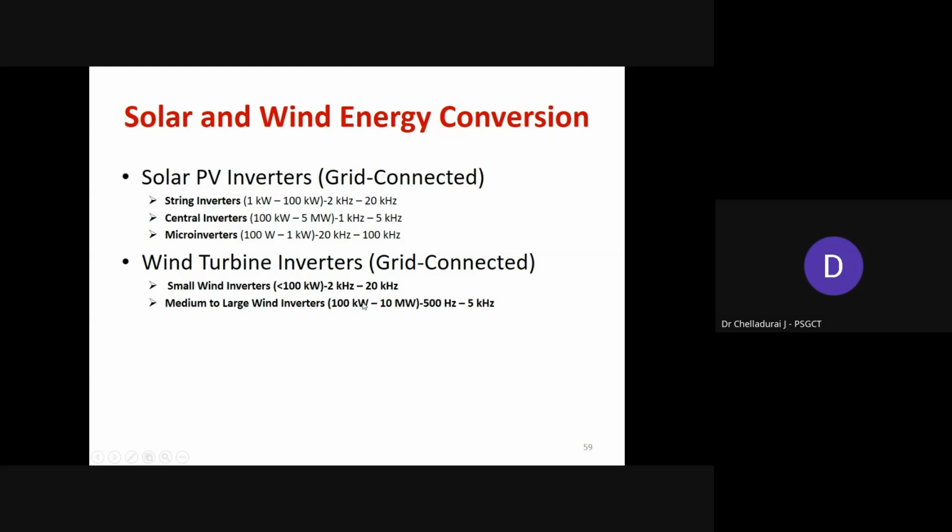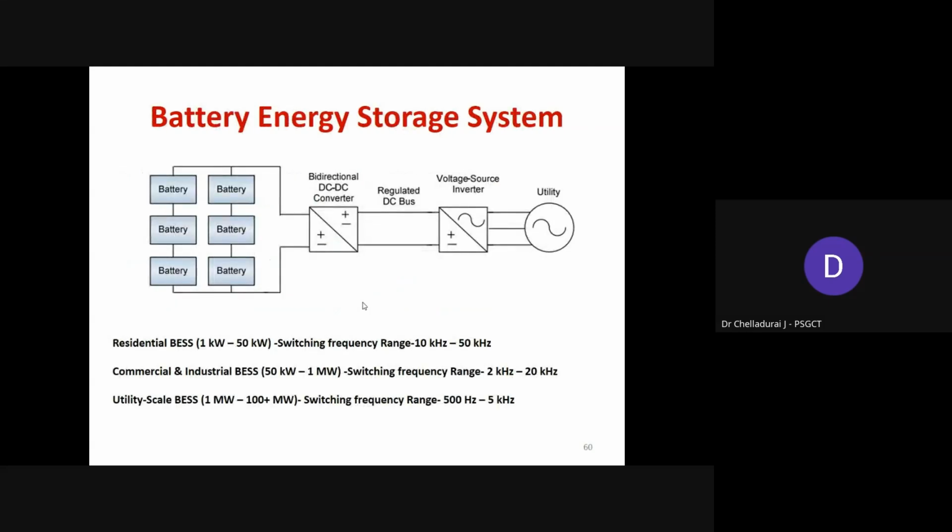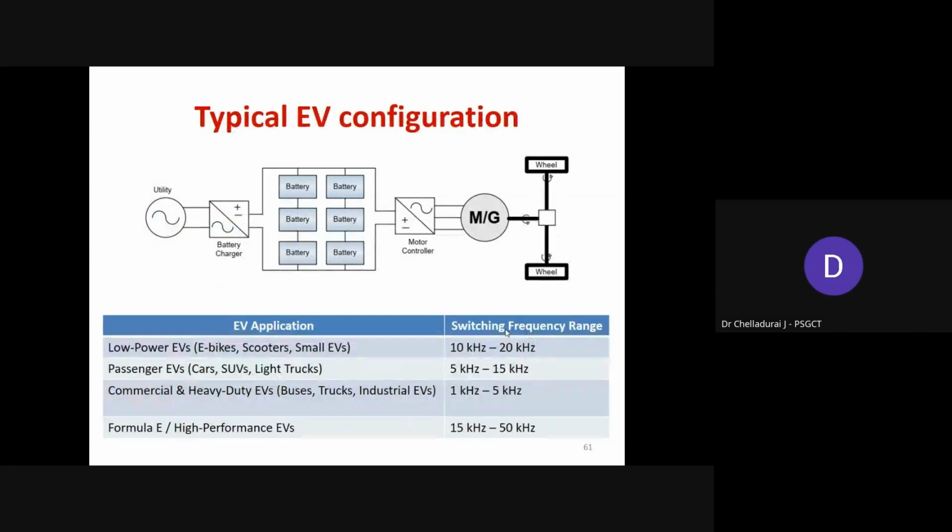Similarly for wind energy conversion systems. Then another very important configuration, which is used nowadays for maintaining grid stability with the help of renewable energy conversion systems, is the battery energy storage system. With the help of a battery, any sudden power demand can be easily achieved with the help of this power converter topology. Here DC is converted into DC again, then DC to AC. Again here with respect to the power demand, different switching frequency ranges are represented.